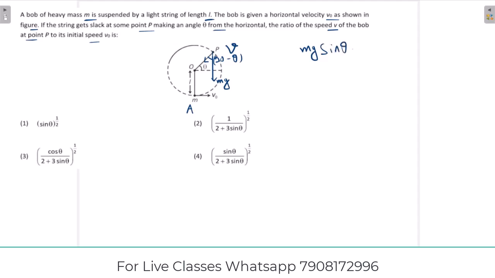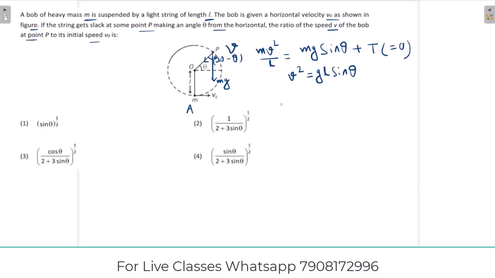The tension also acts in the same direction. So along PO these two forces are acting and this gives the centripetal force, that is mv square by L. Now as the mass reaches the point P, it gets slack, that is the tension is equal to 0 here. So mv square by L equals mg sin theta. Now m cancels from both sides, and v square is equal to gL sin theta.